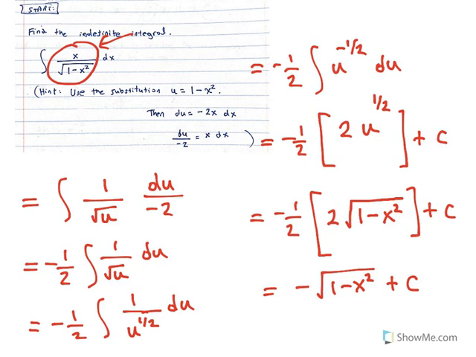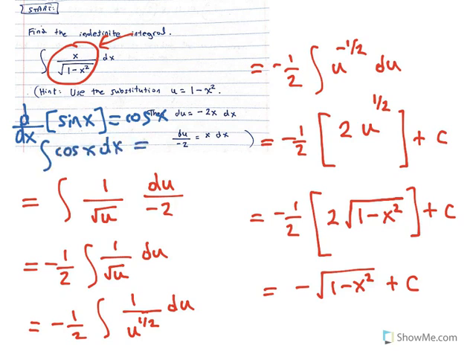Now there are some problems that are really easy to do. For example, we know that the derivative with respect to x of sine x is cosine x. So if you have the indefinite integral of cosine x dx, you know what the antiderivative is. An antiderivative of cosine would be sine, because the derivative of sine is cosine, and you write plus c. So that was a really easy problem.